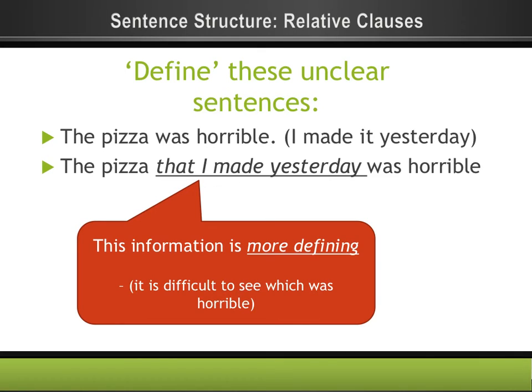Now, which piece of information, this one or this one, makes a better definition? Well, it was horrible is kind of the result, isn't it? This is which pizza. I made it yesterday. So I made it yesterday, and now it is horrible. So this one makes a better definition. So this one is the defining relative clause.